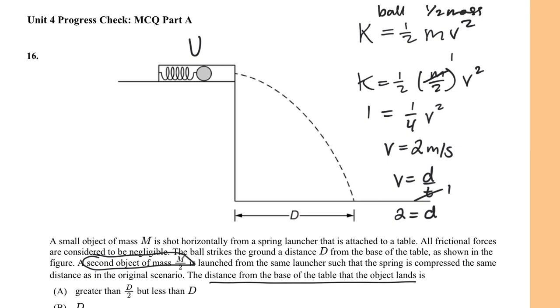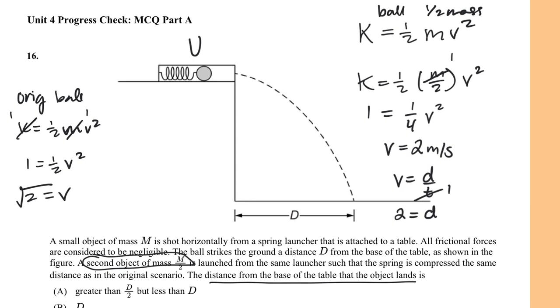And then we can do the original ball. So K equals 1/2 mv squared. I'm going to replace K with 1, m with 1. So it's 1/2 v squared. And then v is going to be equal to the square root of 2. So the square root of 2 is going to be equal to distance.